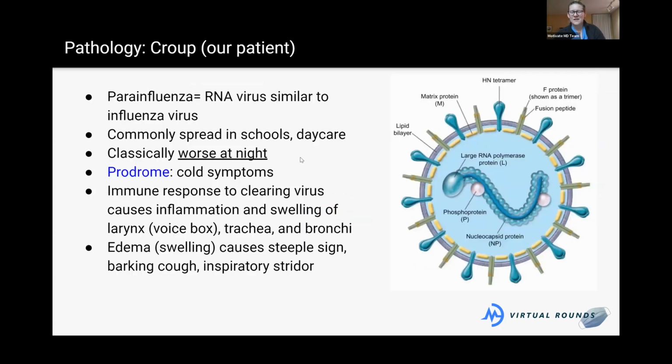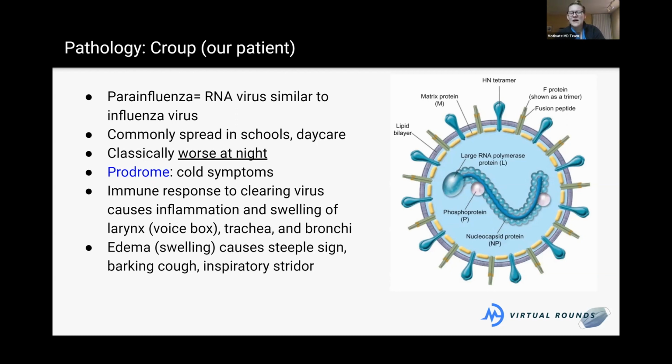Okay, getting to the pathology now. I think we're on the home stretch. Again, I hope this isn't too overwhelming, but we're going to go with croup first, which is what our patient actually has. As I said before, it's a parainfluenza virus.